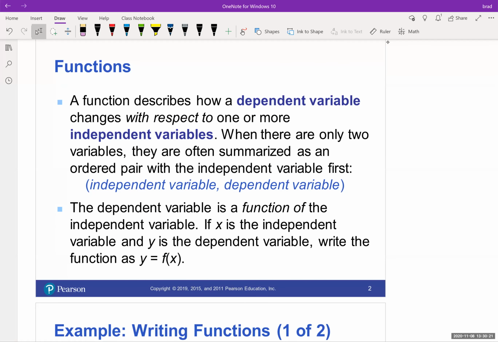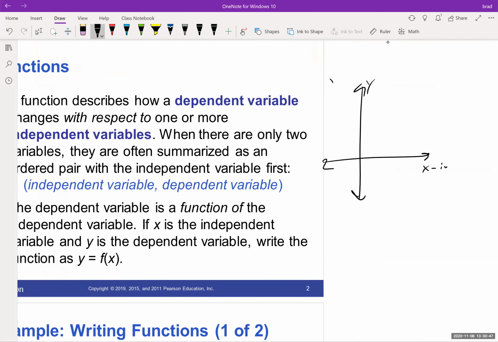A few things to keep in mind. Functions describe how a dependent variable changes with respect to one or more independent variables. When there are only two variables, they are often summarized as an ordered pair with the independent variable first. You guys are used to this when we do a graph, right? We have the y-axis and the x-axis. Usually, we like the x-axis to be the independent and the y-axis to be the dependent. It doesn't have to be that way, but in general in math, that's how we do it.